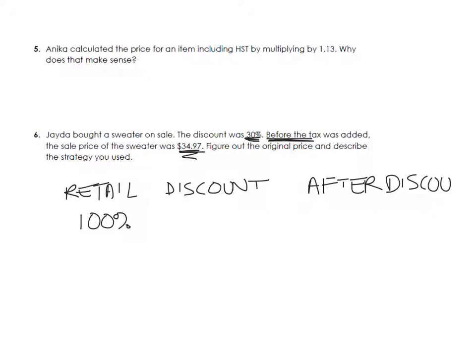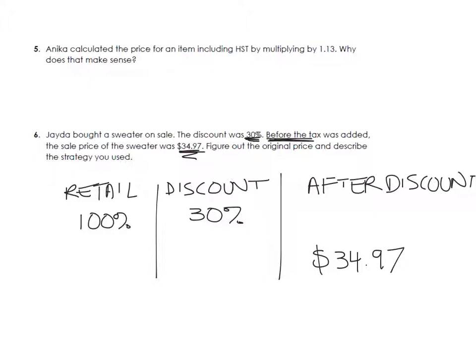So the discount we learned was 30%, and the after discount price was $34.97. So what is happening here is they want to know what the original price was. This one here. That's what we're trying to figure out. That is the question mark. Okay? In order to figure that out, we can figure out the other things we know from this problem.